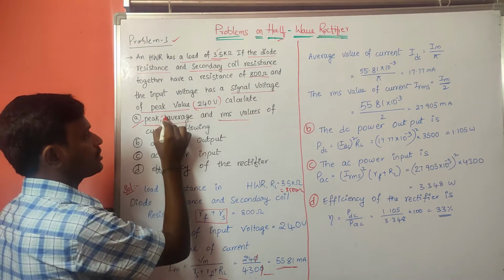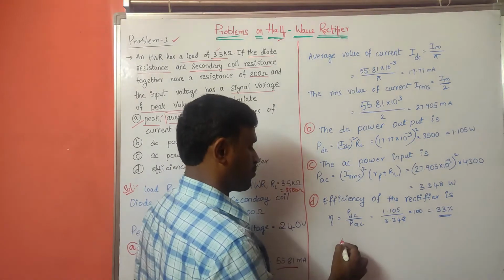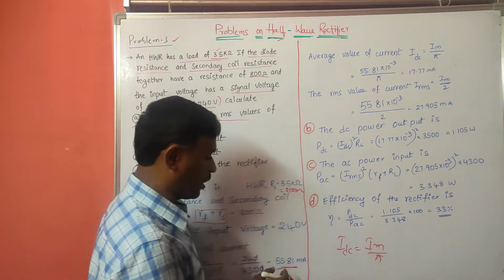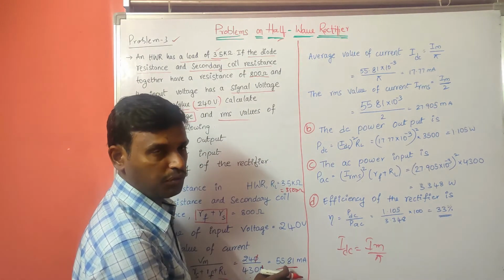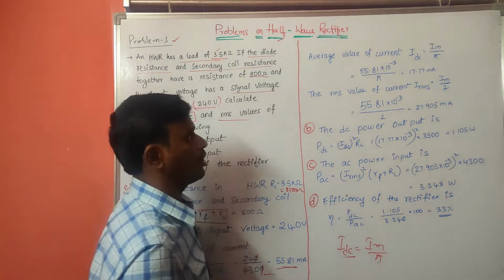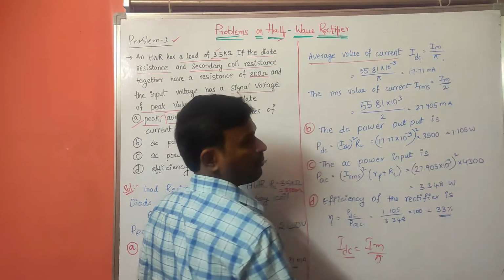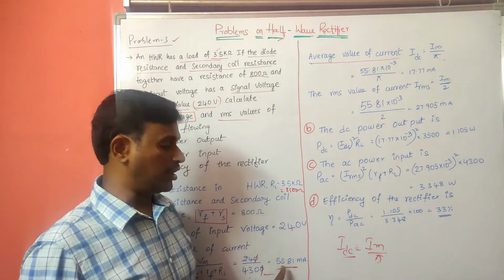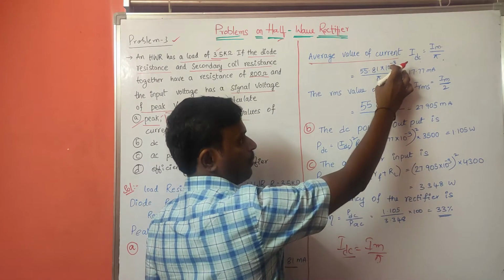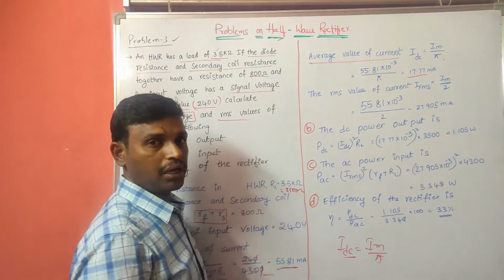What do we have to calculate next? The average value, which is IDC. Average value of the current IDC is equal to Im by pi. We have already calculated the Im value, 55.81 milliamperes, and if you divide that by pi, you get the DC or average value of the current. So that is 55.81 into 10 power minus 3 by pi, which is 17.77 milliamperes.